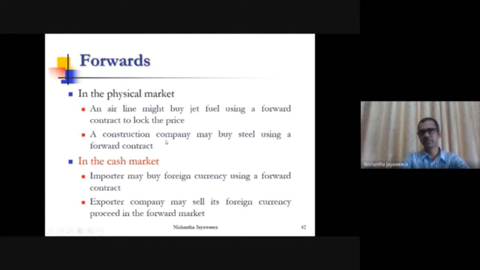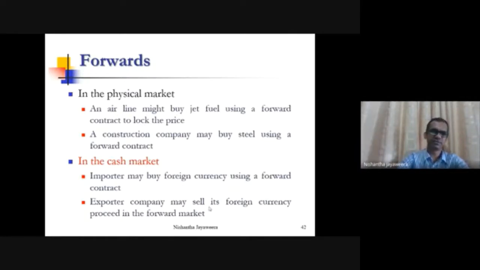It's the same story for a construction company. They want to buy steel. They can enter into a forward contract. Then on the maturity date, they will get the necessary steel at the pre-agreed price. In the cash market, it is like interest rate or foreign exchange. If you want to buy a foreign currency on a future date, you enter into a forward contract. On the expiry date, you pay your selling currency amount, and you receive the currency that you bought. So that's the difference between the physical market and the cash market.